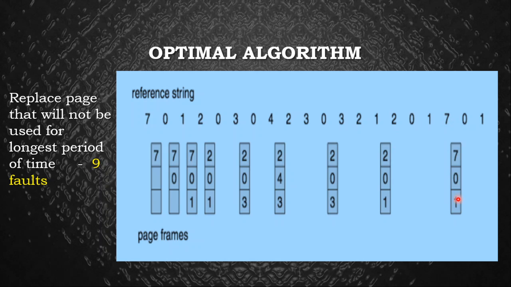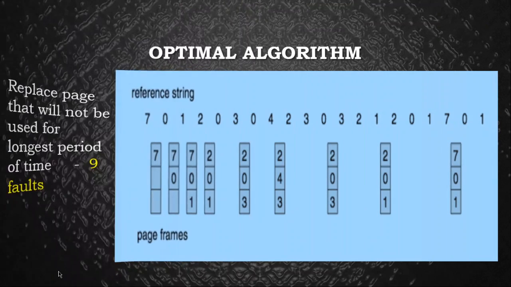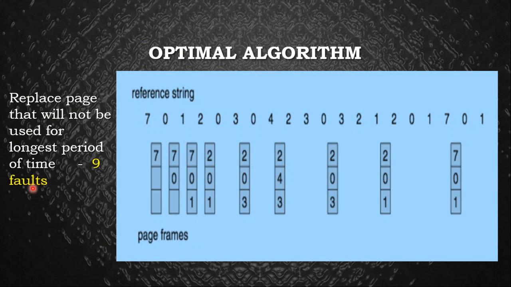So 7, 0, 1. For 0, 1, already it is there, no page fault. 1, there is no page fault. So now if I check the page faults: 1, 2, 3, 4, 5, 6, 7, 8 and 9. So only 9 page faults. Compared to the previous algorithm, previously it was 15 page faults and now it is 9 page faults based upon this optimal algorithm.